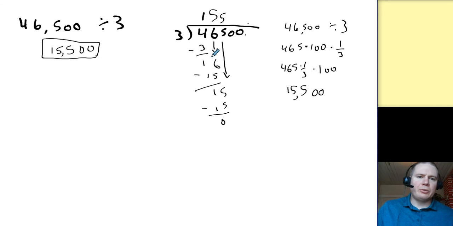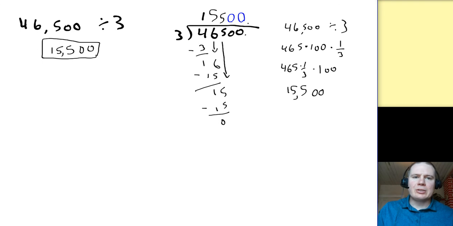Now, again, to be clear, I'm not suggesting you write out this level of detail as you do the problem. What I'm explaining here is why I get 155 and then these two zeros just come straight up. Because they're just affecting the place value. They have nothing to do with the actual division.